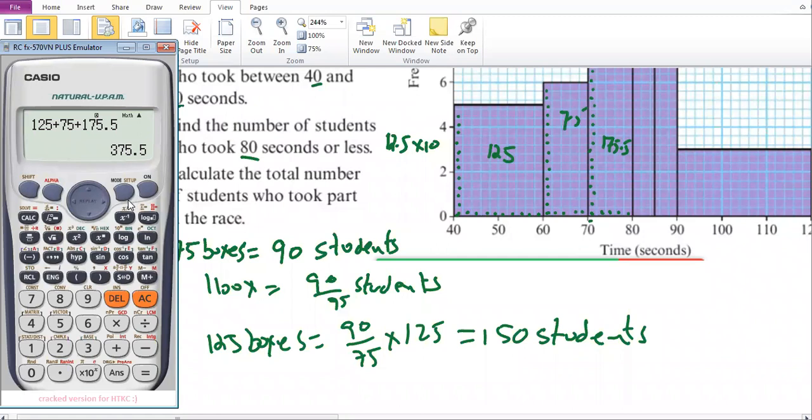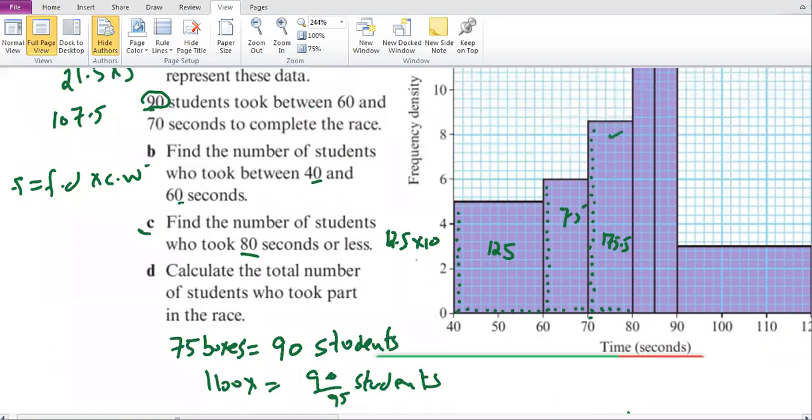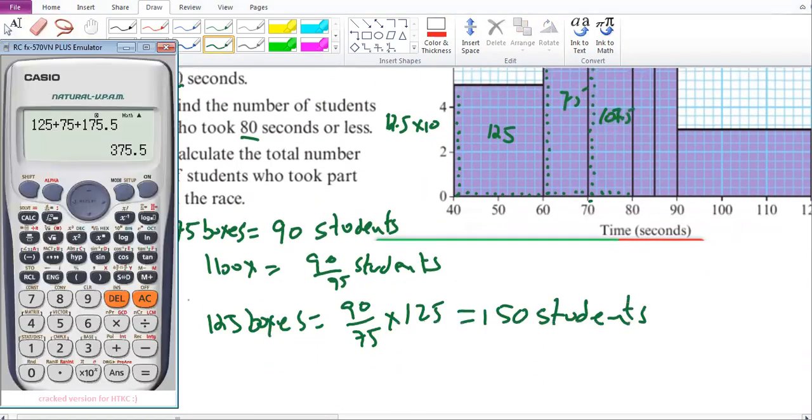Why 175.5? Because look, vertically how many boxes were there? 21.5. Horizontally how many were there? 5. So 21.5 times 5 is 107.5. Oh, sorry, it is 107.5, not 175.5. So now how many total boxes will there be? Let's recalculate that. 125 plus 75 plus 107.5. So the total number of boxes is 307.5.